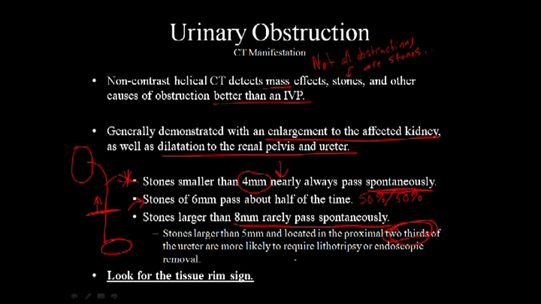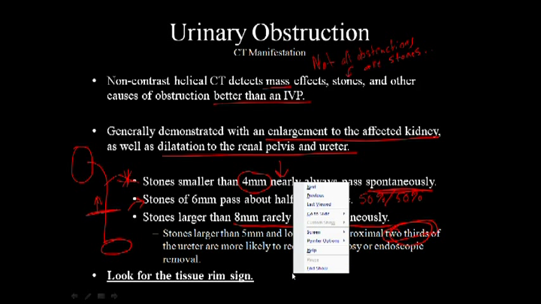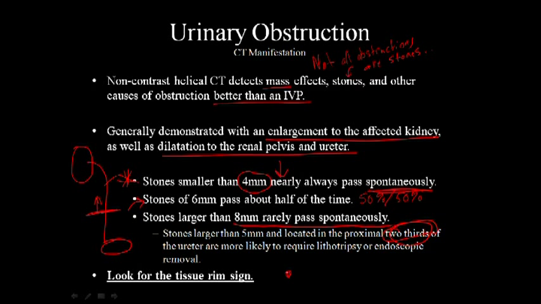And what you're going to look for is the tissue rim sign. You're going to see a stone, and then you're going to have what looks to be a little rim around it. And that's really going to tell you that there is an obstruction due to a stone. But also keep in mind that not all obstructions are stones.